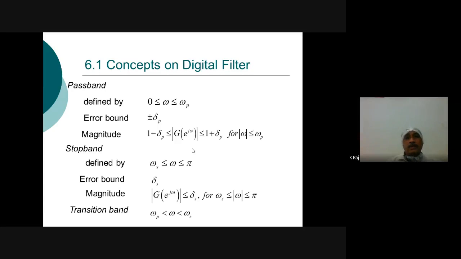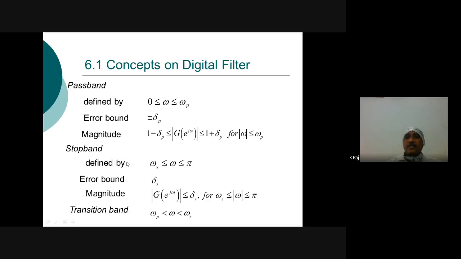Now, if we are interested in describing the same specification in a mathematical model, then we can describe the passband like this: the passband exists for omega from 0 to omega p, and the error bound in this band is plus minus delta p, and the magnitude, that is the mod of G(e^jω), exists between 1 minus delta p and 1 plus delta p if mod of omega is less than or equal to omega p. It is the specification of the passband.